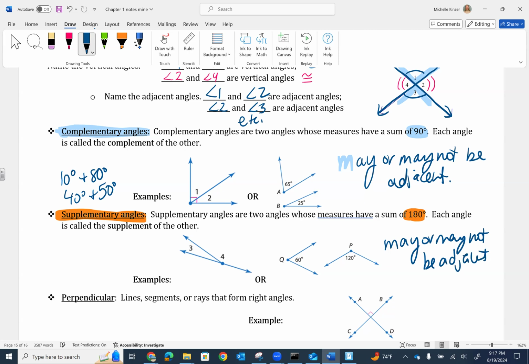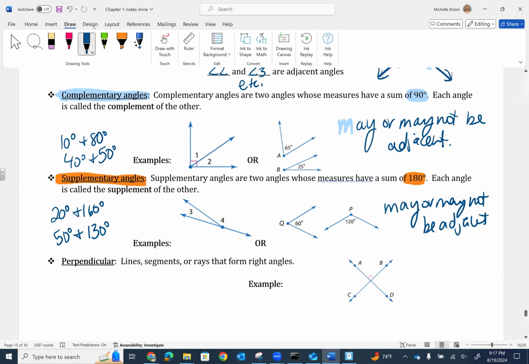And so it's a fun game as well to be like, okay, what's the supplement of 20 degrees? Well, 20 and 160 are supplements of each other. If you say, okay, 50, well, 50 and 130 are supplements of each other as well. So their sum has to make 180.